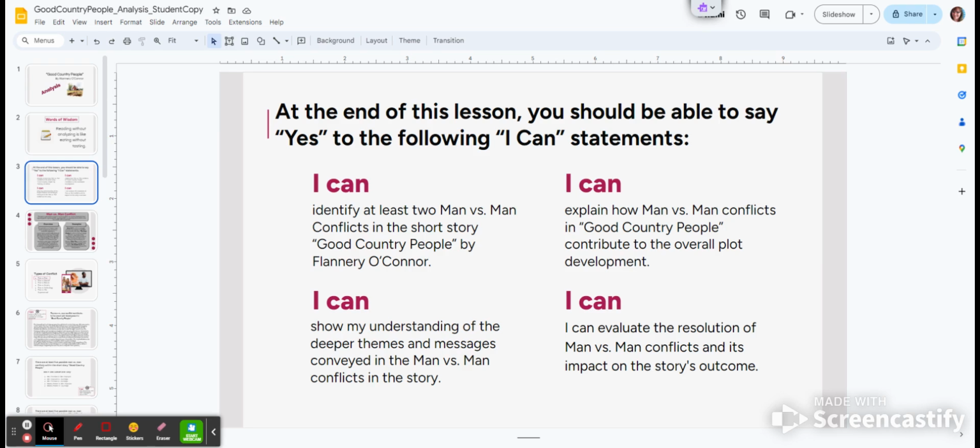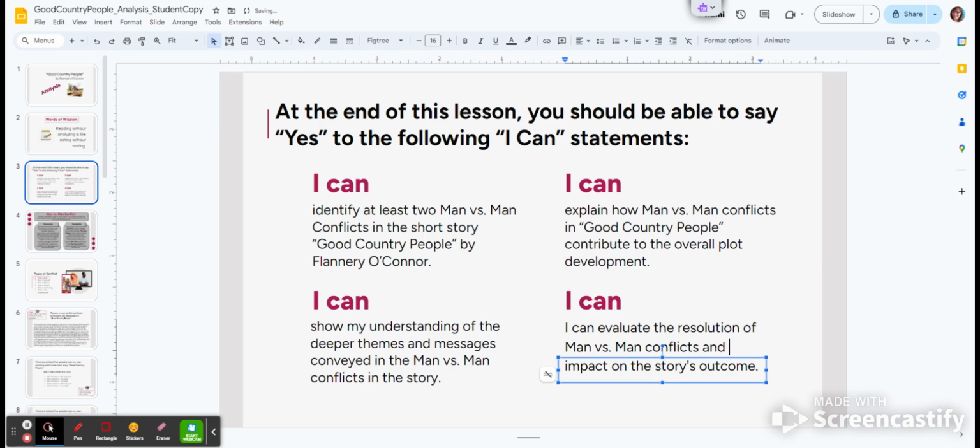I can show my understanding of the deeper themes and messages conveyed in the man versus man conflicts in the story, and I can evaluate the resolution of man versus man conflicts and, I should say, their impact on the story's outcomes. I'm going to change that while I'm here.